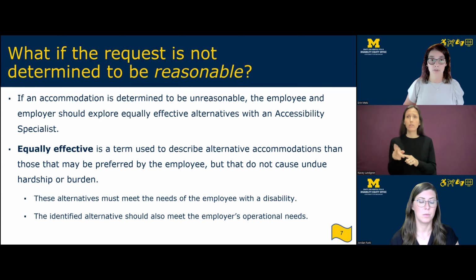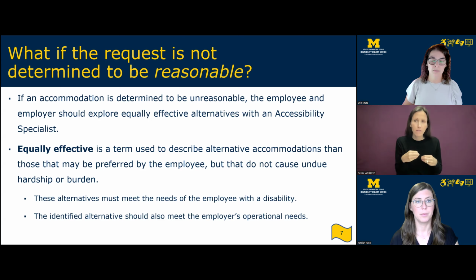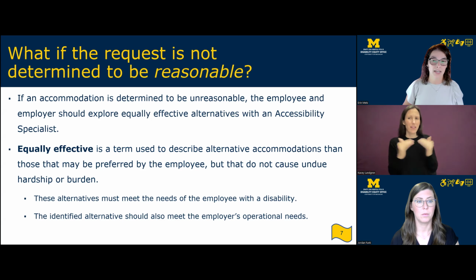For example, an employee requests an accommodation for a private office to improve their focus because they experience auditory and visual distractions in their current workspace. This could be an unreasonable request because the unit does not have private offices and only has access to cubicles. However, an equally effective alternative could be that the unit provides the employee with noise canceling headphones to help reduce auditory distractions, as well as a door with frosted glass to minimize the visual distractions in the cubicle workspace.